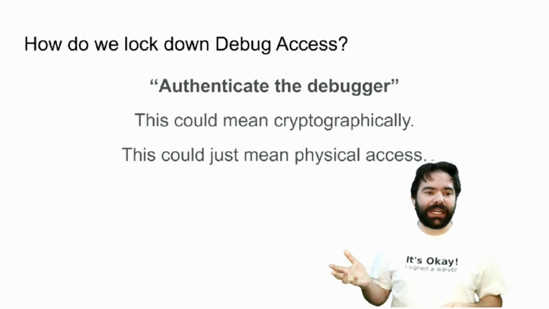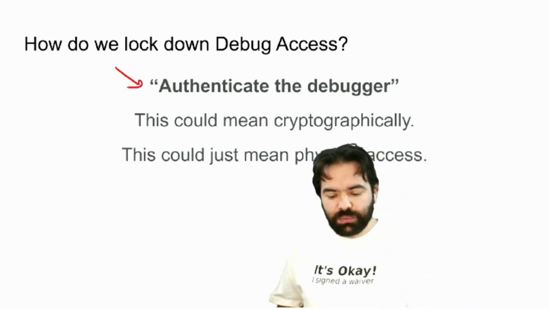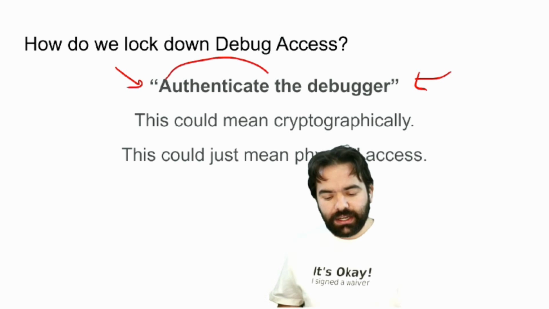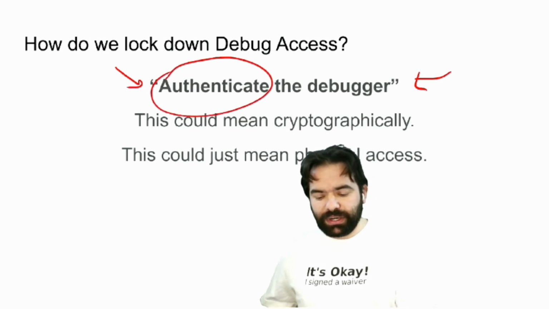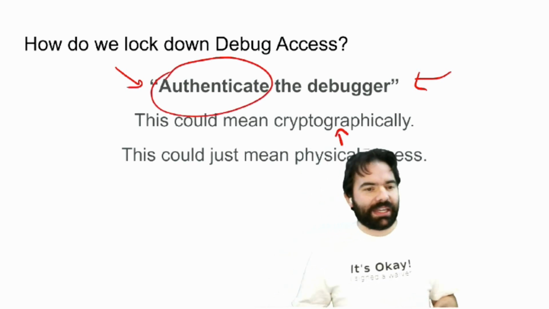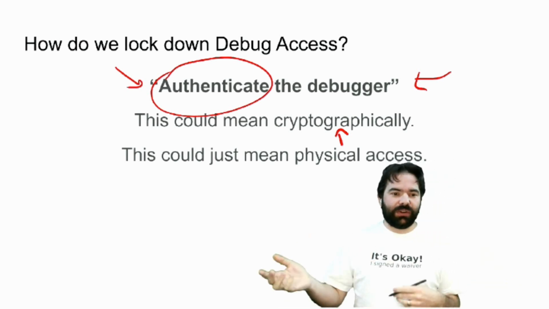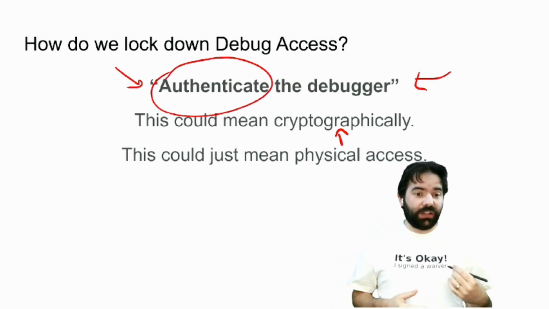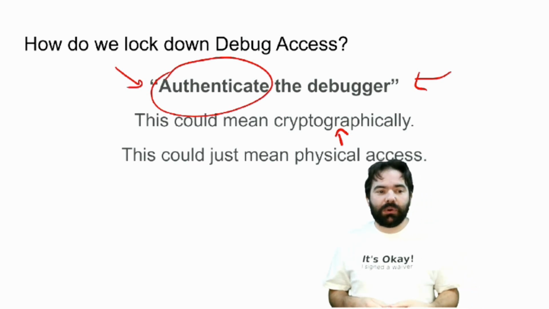So how do we lock down the debug access? The typical answer is we authenticate the debugger. And authenticate can be a loaded word. It could mean that we do this cryptographically, right? It could mean that we have a key system, a device-specific key. We need to generate, all that fancy stuff. That's hard. That's complicated, but that might be what our product requires.